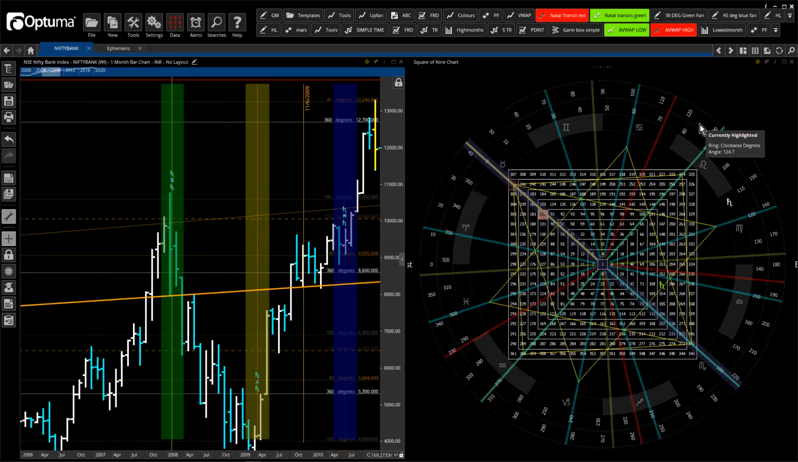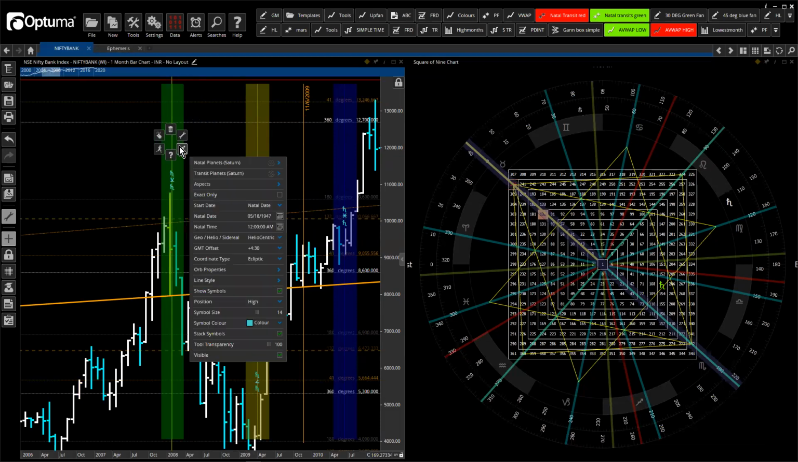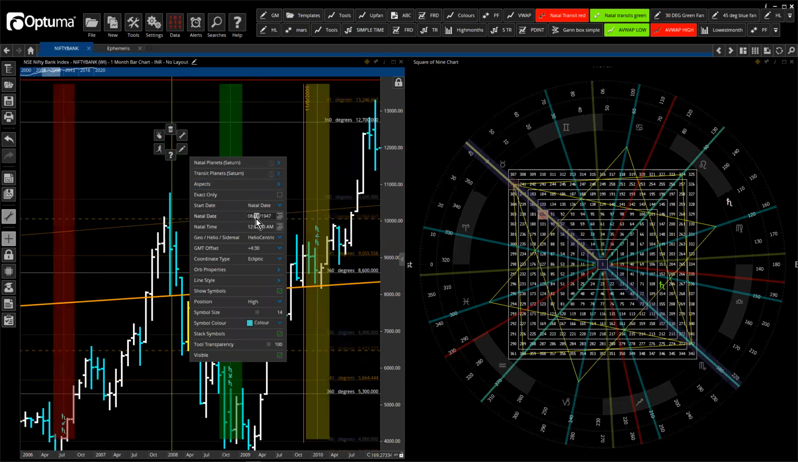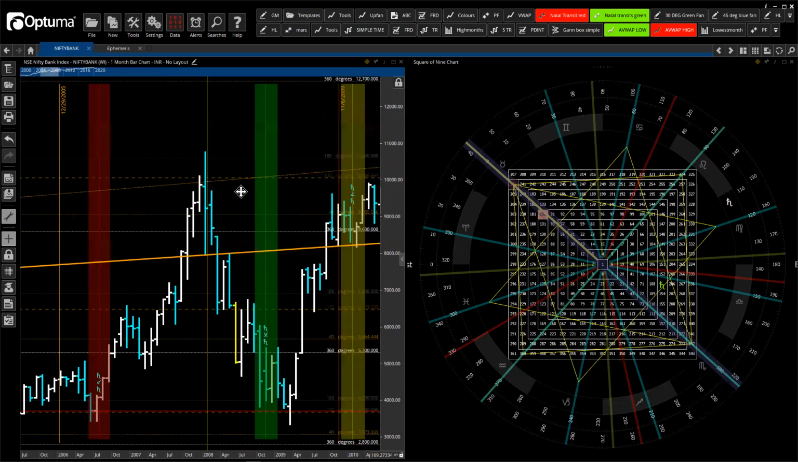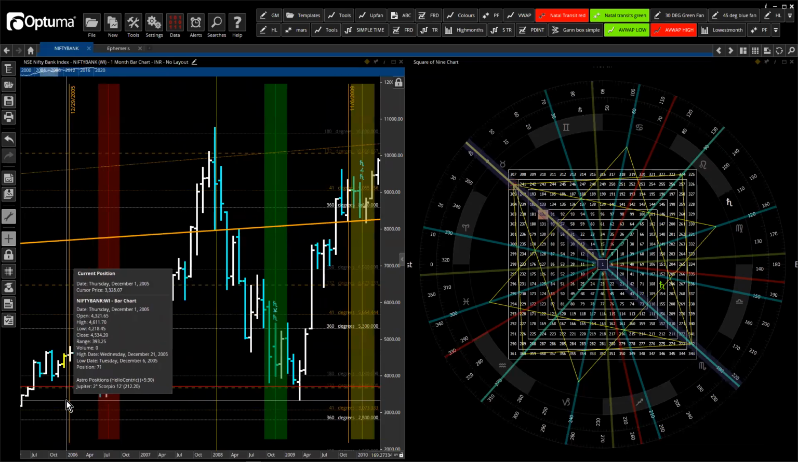So what we're going to do now is we're going to remove the natal transits because they do tell us something, but you need to deal with these as we did before. Oh yeah, okay. Oh, geez. Okay. There you go.